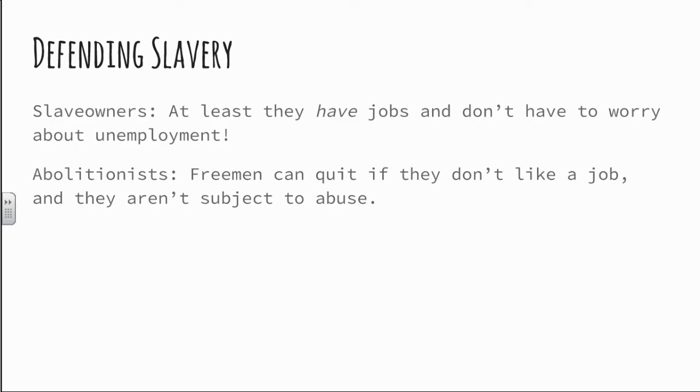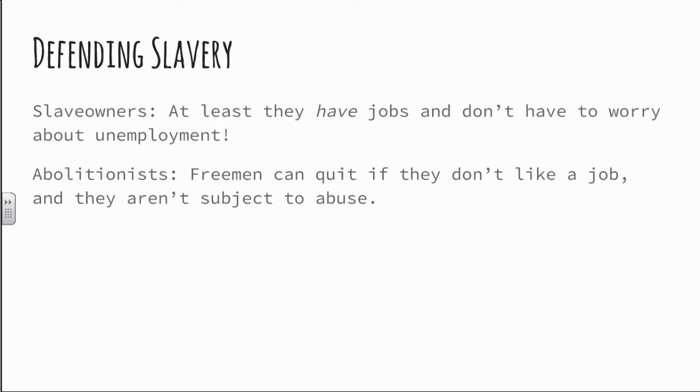Slave owners argued that at least in the South, all of the African Americans that were slaves had jobs. They didn't have to worry about being unemployed. And while they weren't paid for their work, at least they had their room and board provided. In fact, they argued that they took care of their slaves because they viewed their slaves as property, and just as you wouldn't destroy your capital, and just as you wouldn't destroy your machine because it had cost you money, you wouldn't destroy your slave either.